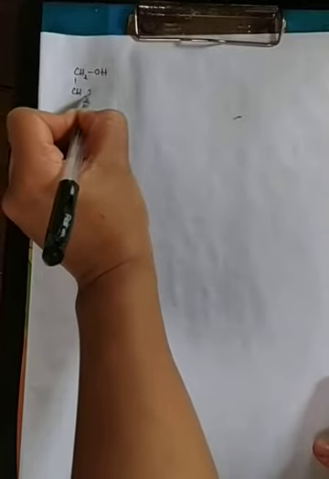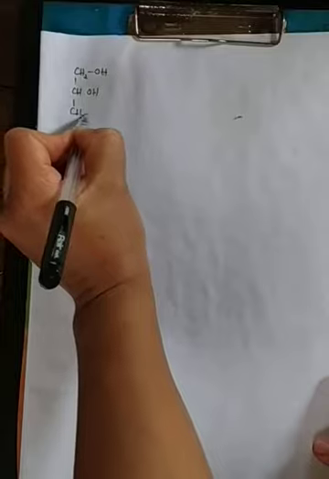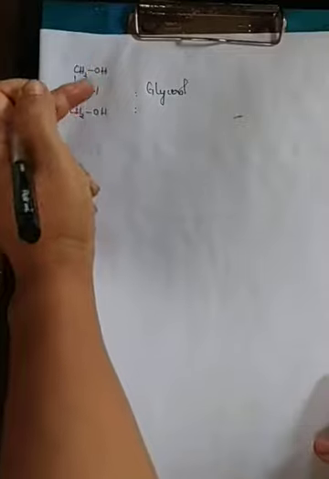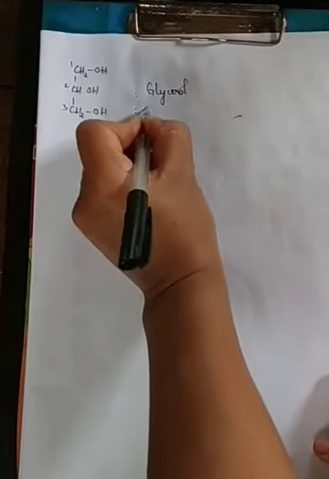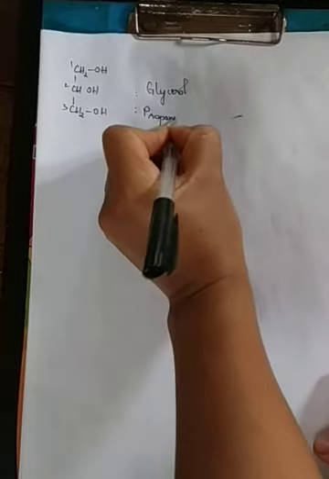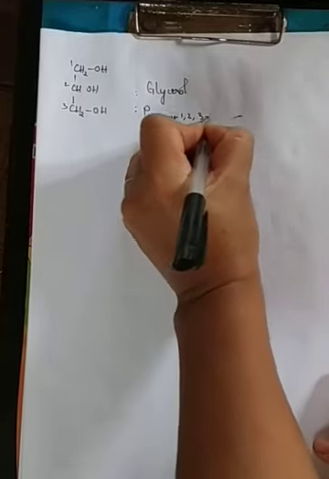Now, let's take some more examples. If we have CH2OH, CHOH, and then CH2OH, the common name is glycerol. It has 3 carbon atoms, and this is a trihydric alcohol. The 3 OH groups are attached to 3 different carbon atoms. Therefore, let's give the numbering 1, 2, 3. The name here will be propane-1,2,3-triol. Therefore, this is the nomenclature of our alcohols.